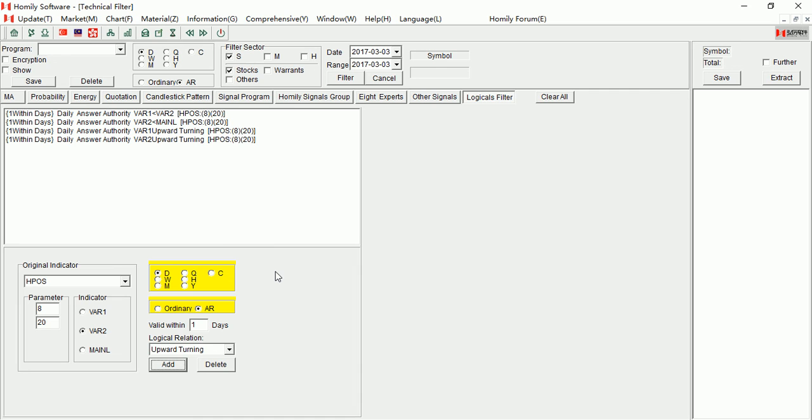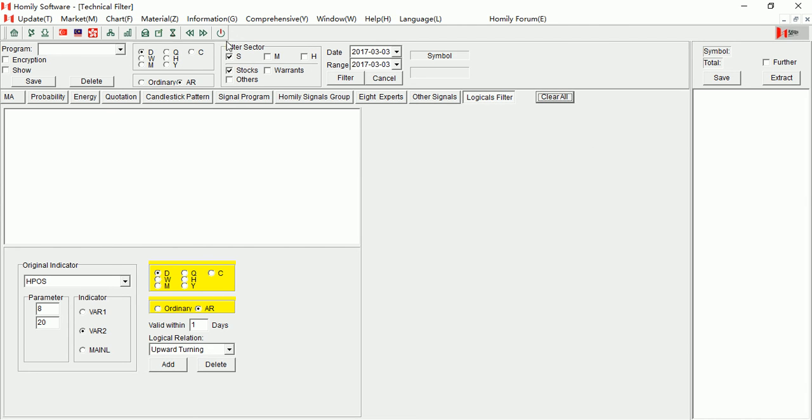Too fast, okay, let's start again slowly. Firstly, we click this one, technical filter. Then click logical filter. Change the original indicator to HPOS. Then VAR1, change the logical relation to minus, VAR2. Then click VAR2 and click Add.